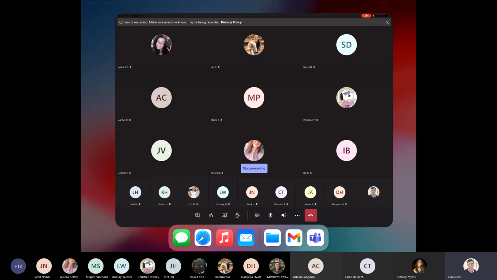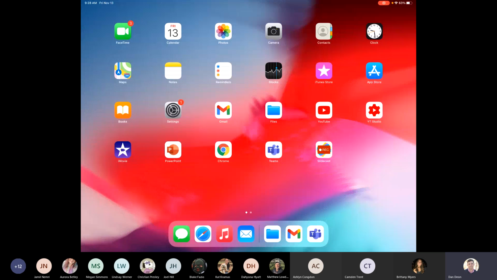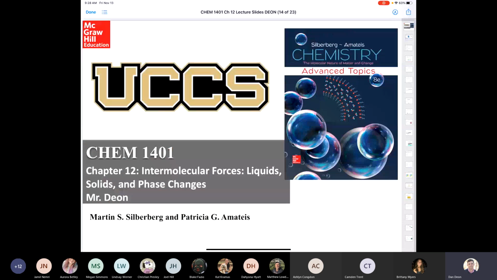Okay, well, this chapter is called Intermolecular Forces, Liquids, Solids, and Phase Changes. We spent a lot of time talking about gases in chapter 5. We learned things like the ideal gas law, Boyle's law, Charles' law, Gay-Lussac's law, etc. But in this chapter, we're going to deal almost exclusively with liquids and solids. And then towards the end, we'll get into phase changes. Well, I want you to think about a couple things before we even start the lecture.